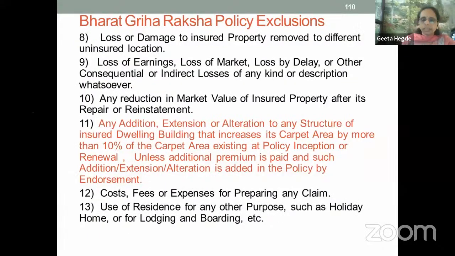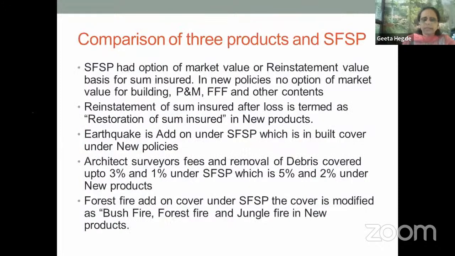So use of residence for any other purpose such as holiday home or lodging or boarding is not covered. However, if there is some own business and it is conducted at the residence, then some small business of the insured, private business, up to that it is considered under this policy.